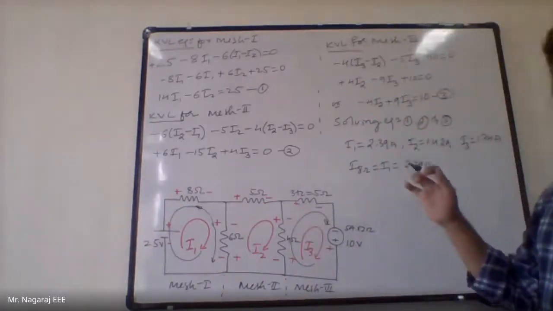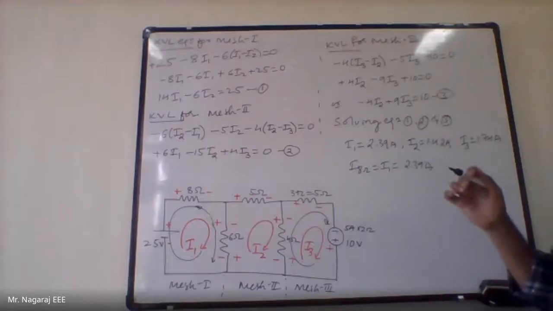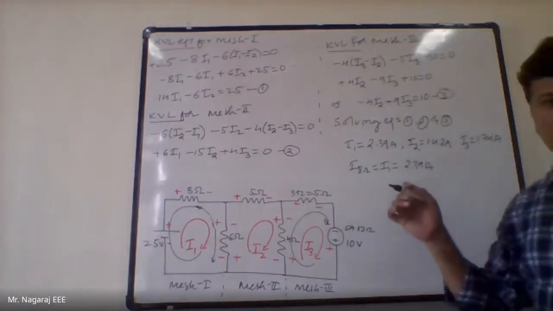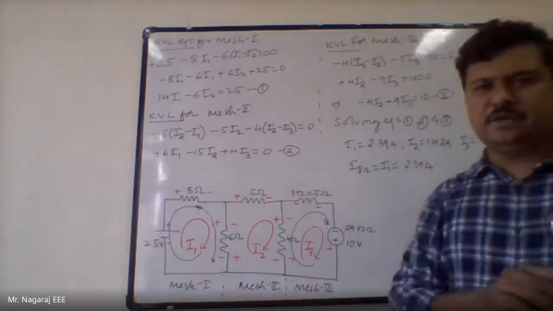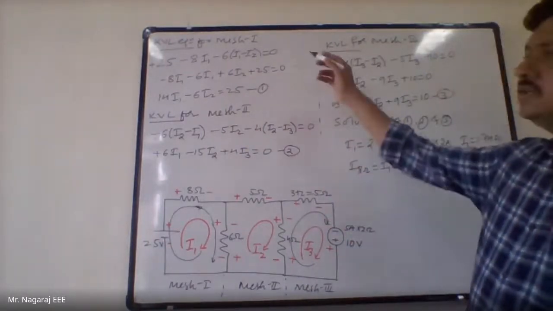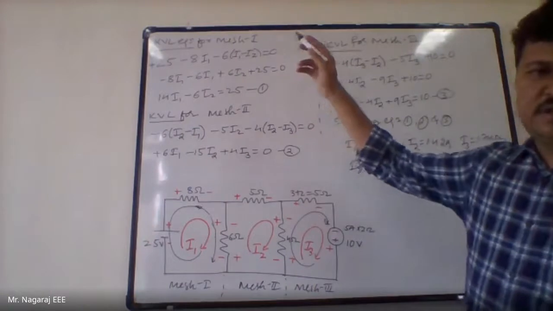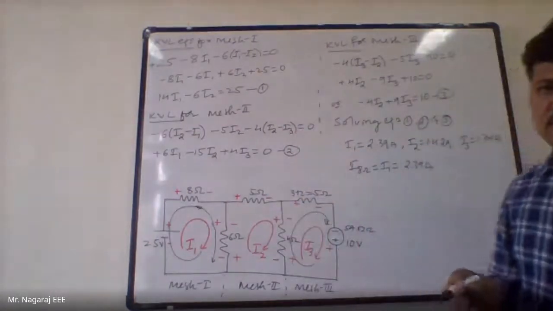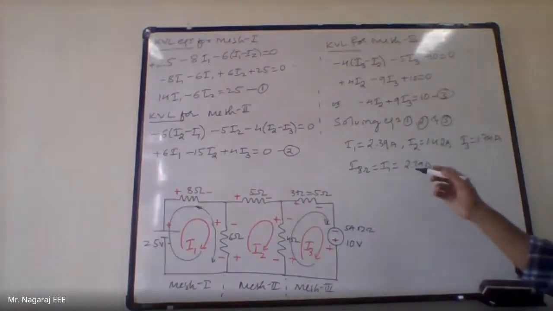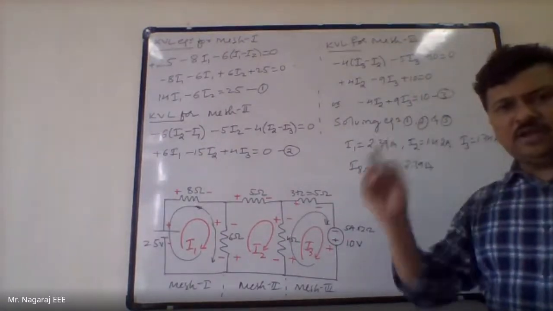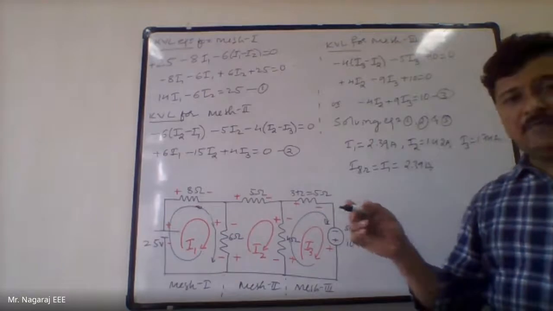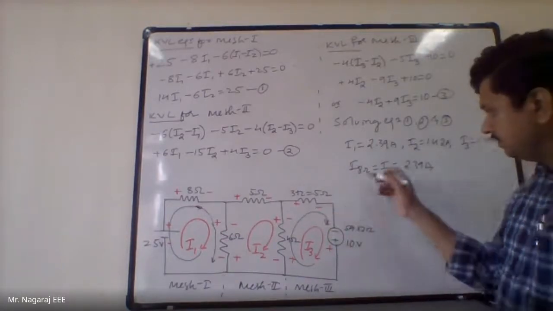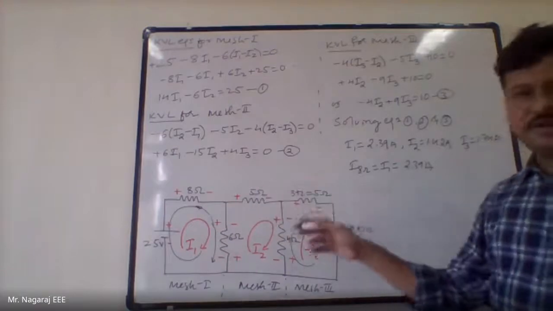Most of the time the mistake we make is, once we get I1, I2, I3, we feel that the solution is obtained and the example is over. But you should read the statement that is given. The statement given here is, we have to find the current in each branch. So after I get the mesh currents, I should be writing the currents in each branch.